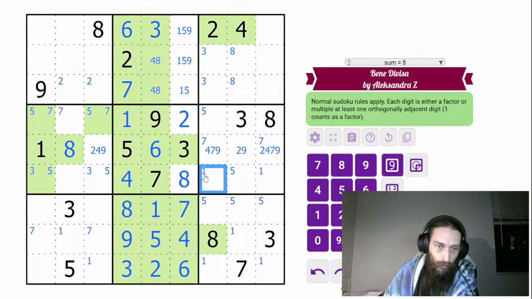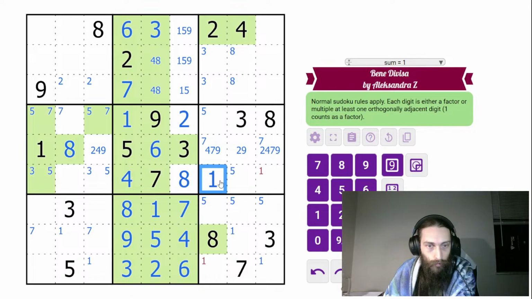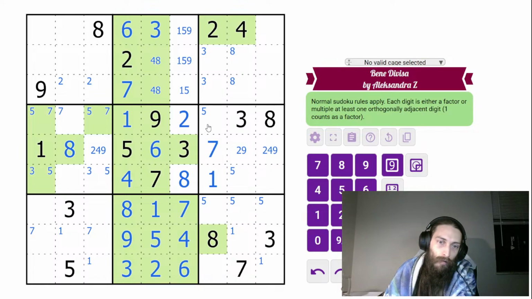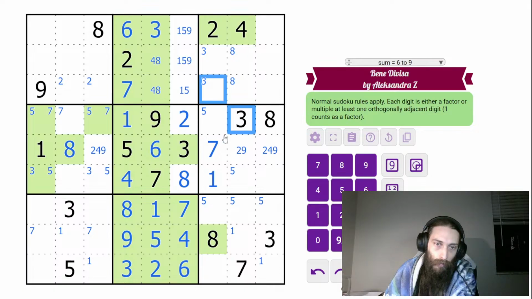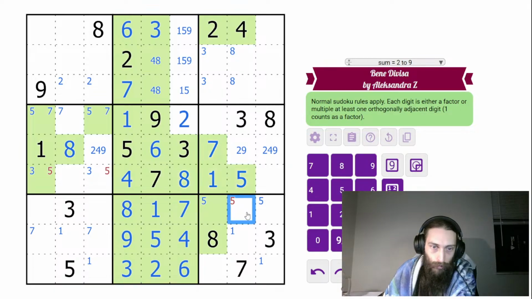In order for this 8 to work, it must be next to 1, 2, or 4. And apparently 2 and 4 is ruled out of that one, so that's simply a 1. And now that can't be a 7, so that is. Now, if this was a 5, that couldn't be a 1, that couldn't be a 1, that's not a 1, that's not a 1, so that's not 5, so that has to be. And now, whatever is next to those, they're good to go.